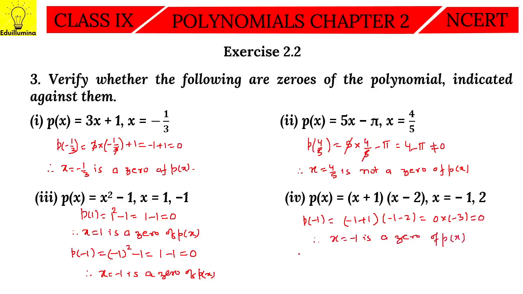Now we will check for x equal to 2. So p of 2 is equal to 2 plus 1 and 2 minus 2. 2 plus 1 is 3, 2 minus 2 is 0, so again it is 0. So therefore x equal to 2 is also a zero of the given polynomial. Okay.